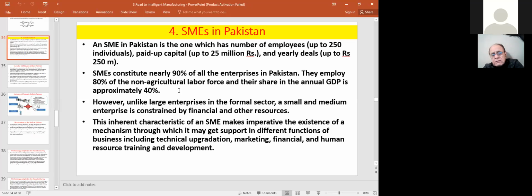There is another problem with small and medium enterprises: they are constrained by financial and other resources. So the mobility of financial resources is another issue which has to be tackled, and I think artificial intelligence can also be used for making capital available to these small to medium industries.